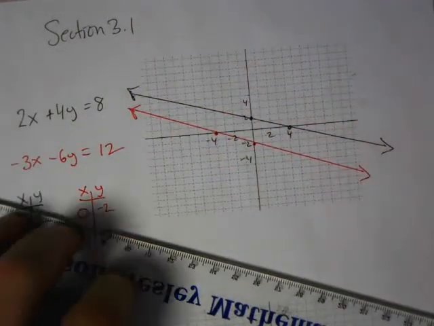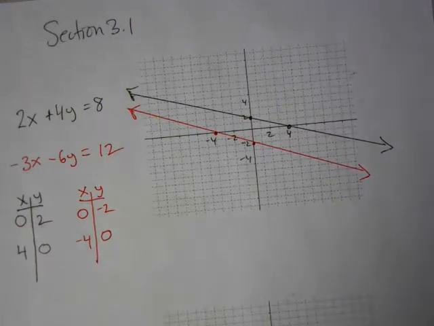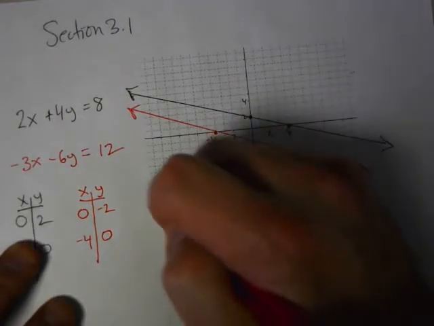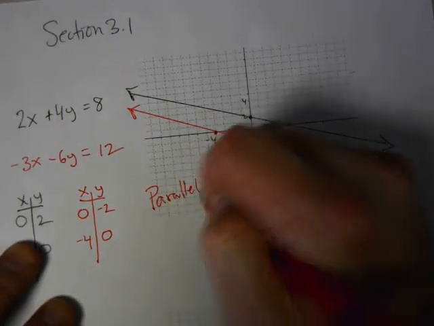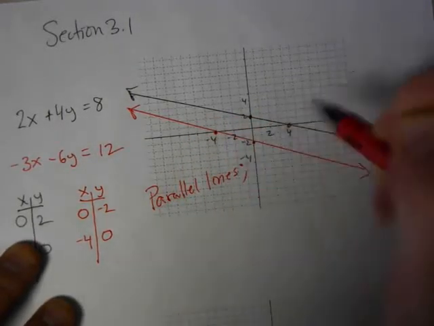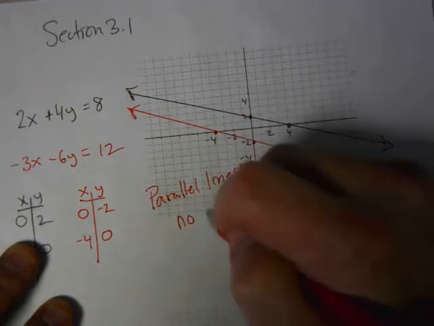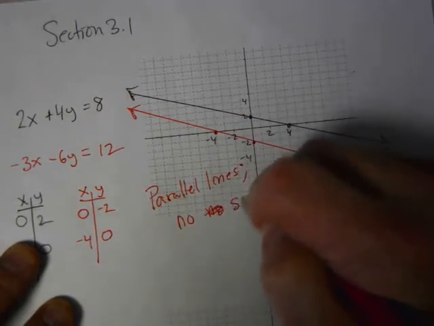What's supposed to happen there, no, doesn't quite look it. I must have missed my scaling a little bit. Those two lines are supposed to be parallel. They never cross. And that happens sometimes. So we have parallel lines. So when do they cross? Never. So our answer would be no solution.